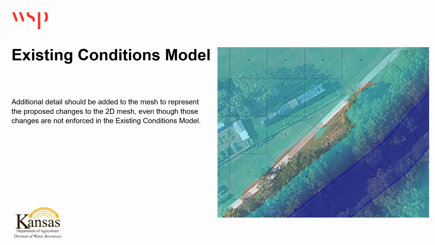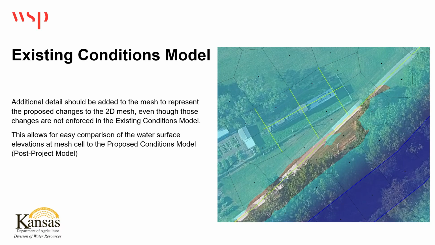In a 2D model, this may mean we need to add additional mesh refinements and break lines to ensure that the proposed changes are well represented in the mesh. Just like the 1D model, this ensures that when we compare the existing conditions model and the proposed conditions model, we can compare the differences in water surface elevations in each cell.